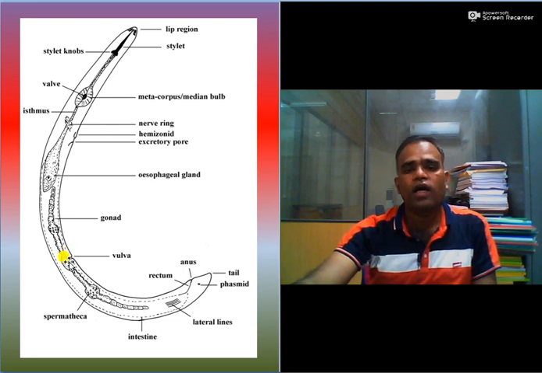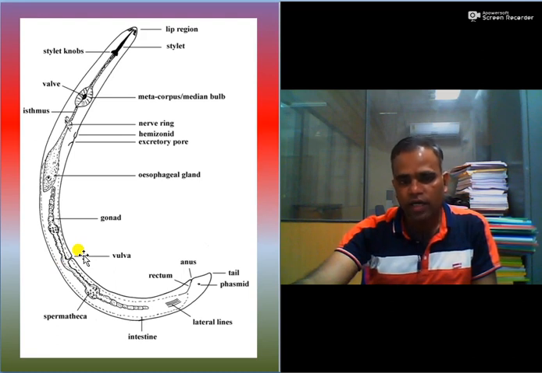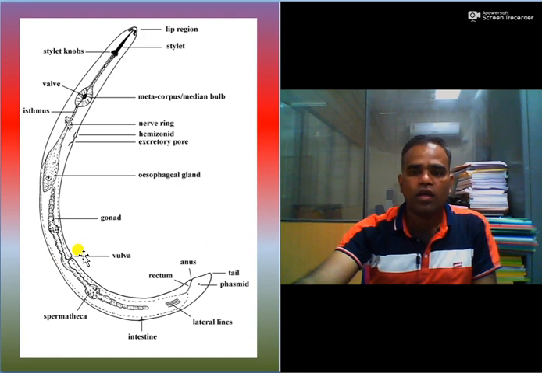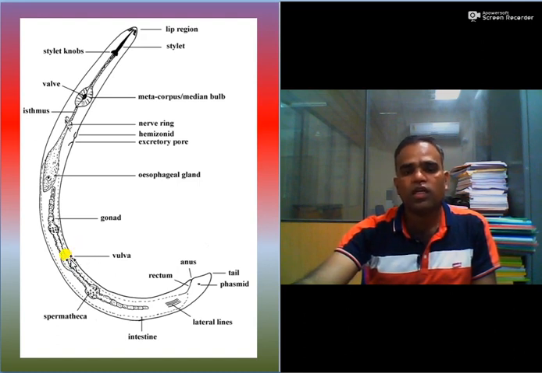So the vulva is the external opening of the vagina. It gives birth to juvenile second, or it may act as a passage for insertion of the spicule. The spicule is the reproductive part of the male which is useful for insertion and deposition of the sperms in the female.